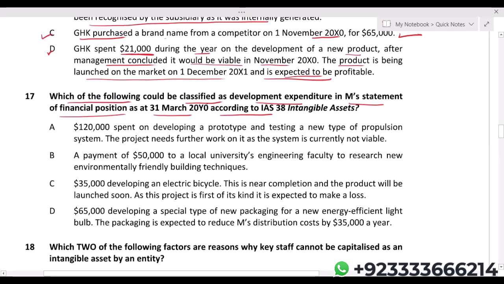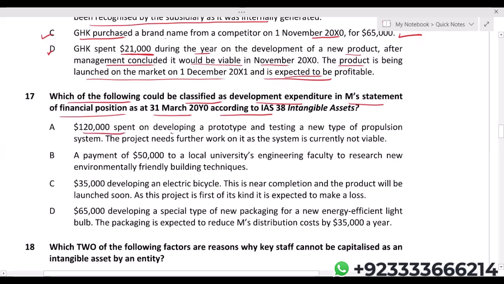Which of the following could be classified as development expenditure? Let's read. And one more thing. Research means whatever amount you are spending in order to acquire new knowledge. That is the research.